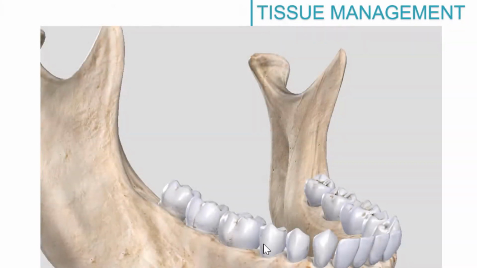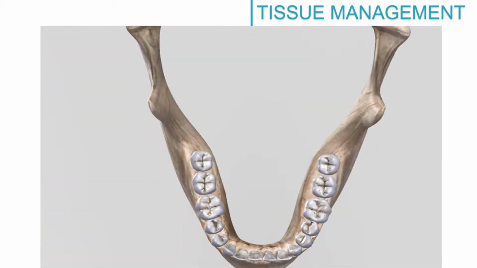Now talking about the tissue management. For making an impression, it is necessary that we displace the gingival tissue. Here we have gingiva; we have to displace it so that the impression is really accurate, and we also have to control the gingival bleeding, meaning we have to control the gingival hemorrhage, and also control the sulcular fluid. So let's just see a small video.